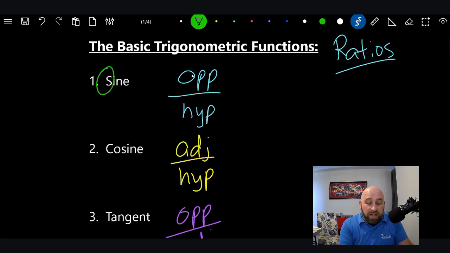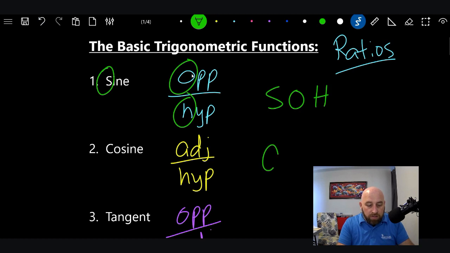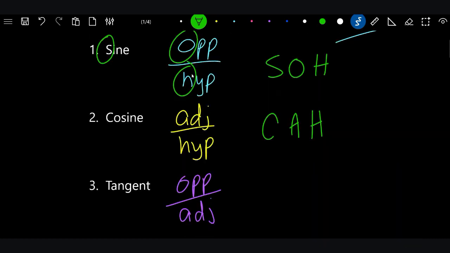So, sine, opposite, hypotenuse. Cosine, adjacent, hypotenuse. And then TOA: tangent, opposite, adjacent. SOH CAH TOA. It's something, it's better than nothing, so hopefully that can help you to remember this.